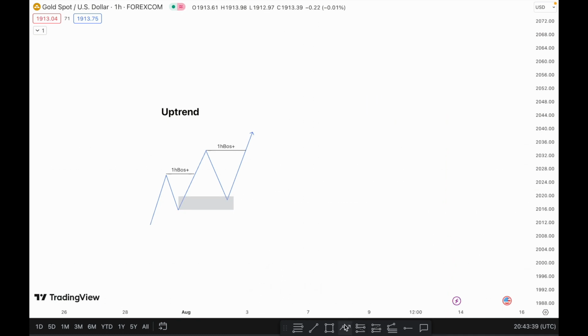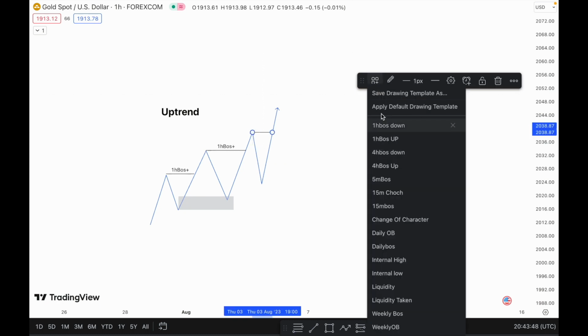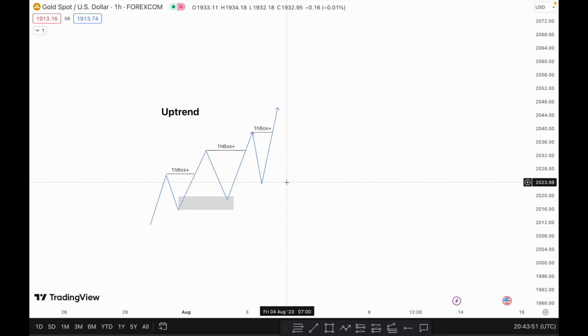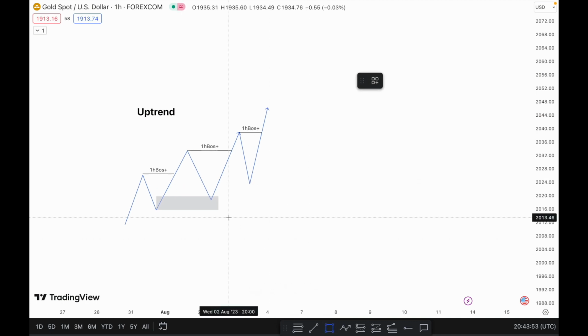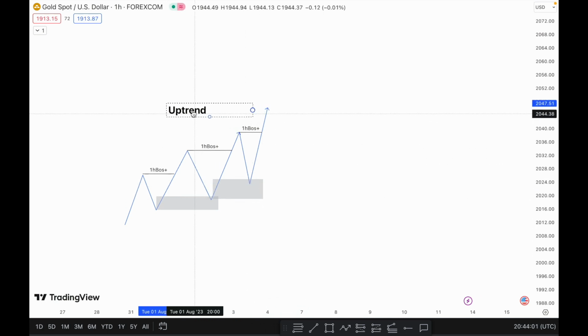And the same thing continues. Boom, this is gonna come back down here and continue back up. Same thing again. Another breaker structure right here. And then again, there's another zone somewhere here that's gonna push price back up this way. So this is what a higher time frame uptrend looks like.